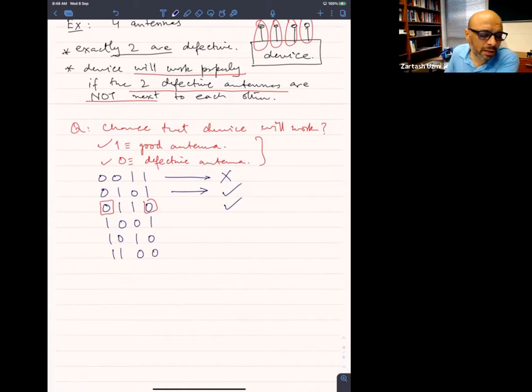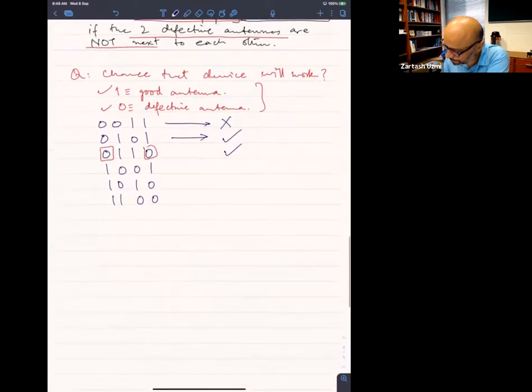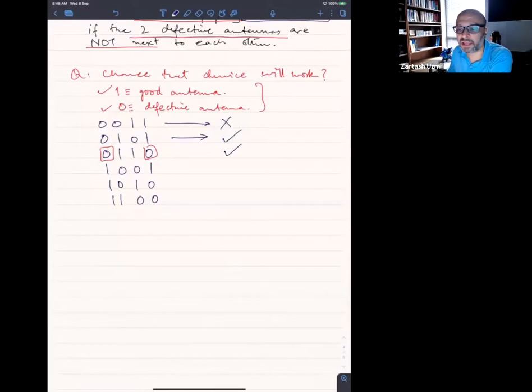It's not circular. Rana sahab, this is not circular. Okay. So the antennas are placed on a device in a straight line, exactly as I drew in this figure. So if this guy is bad and this guy is bad, they are not adjacent to each other. It's not circular. If they were circular, then this would be a problem.